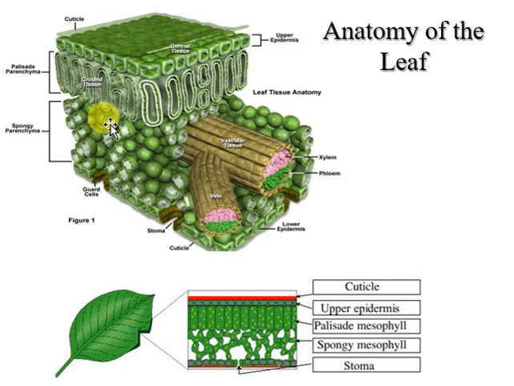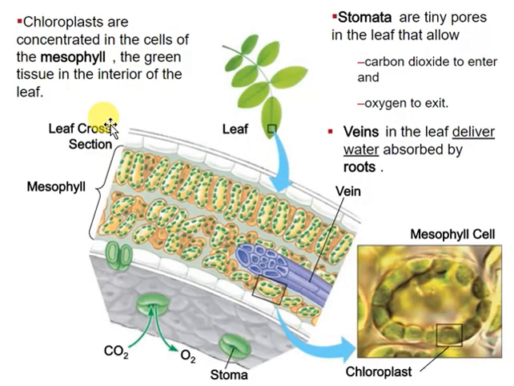Now, oxygen will exit and carbon dioxide will enter leaves through these microscopic pores that are called stomata. You can think of them as these little gateways. The stomata, you can see them right here. So this is not the stoma. This picture is incorrect.